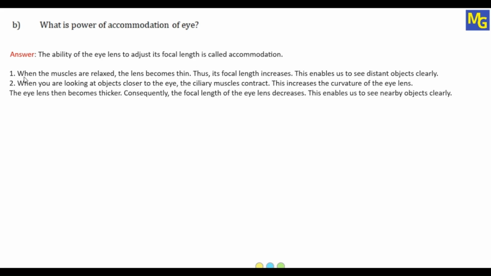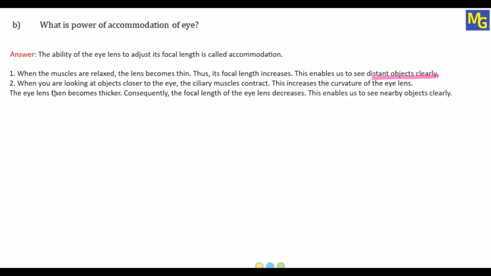So what is the first point you are going to write? When the muscles are relaxed, muscles means the ciliary muscles which are present in the eye. When the ciliary muscles are relaxed, the lens becomes thin, due to which the focal length increases and enables us to see the distant object clearly.